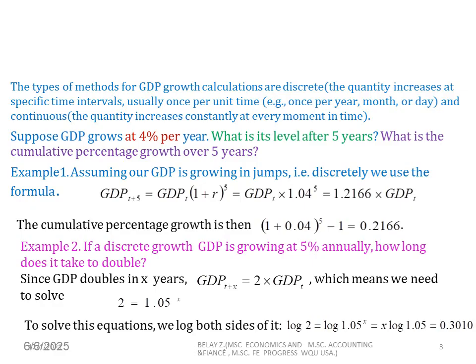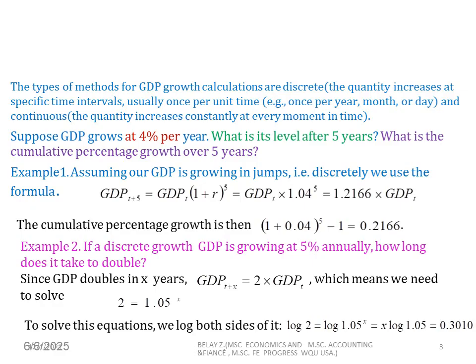Let us see the example. Through the example, we can understand. Also, you have to remember a graph that we showed before. Suppose GDP grows at 4% per year. By having this information, what is its level after 5 years? What is the cumulative percentage growth over 5 years? Let us see the level and the cumulative percentage growth for 5 years.